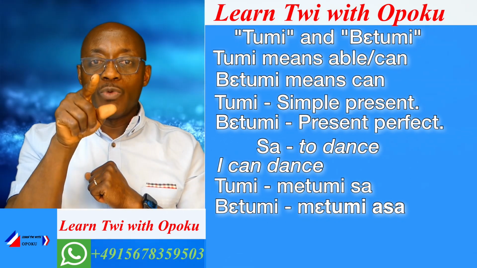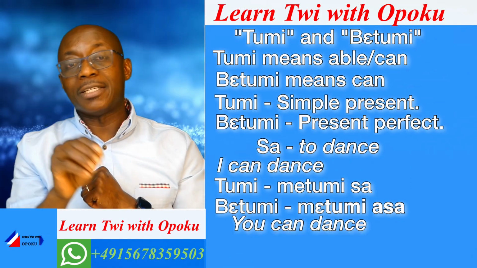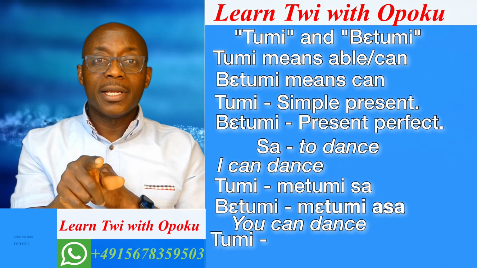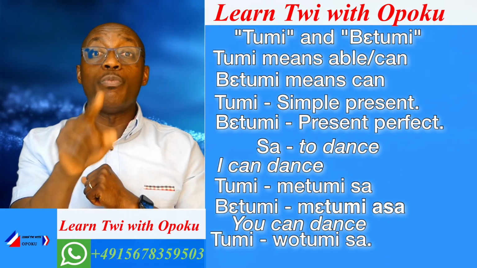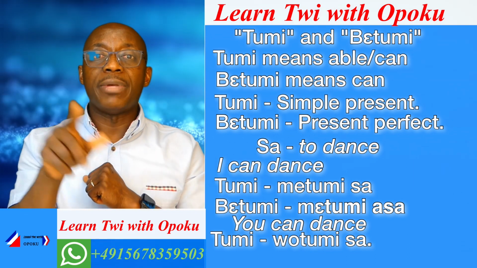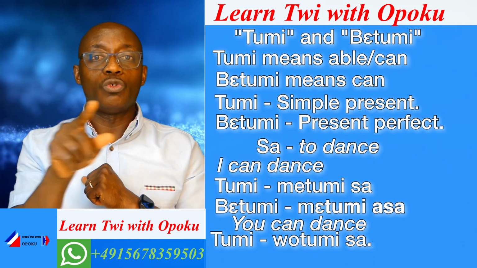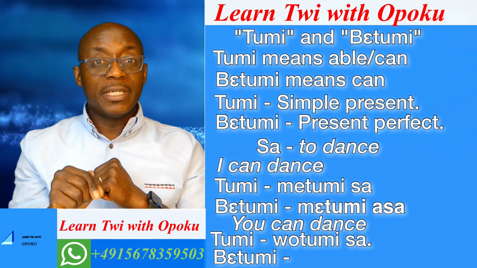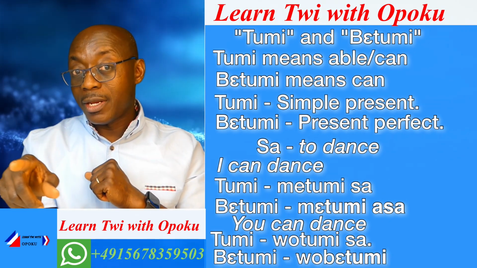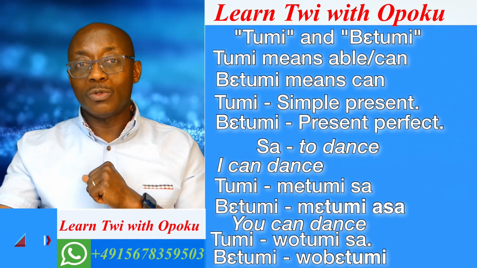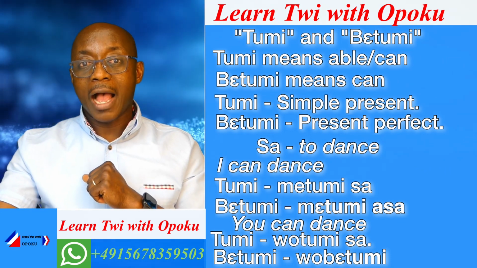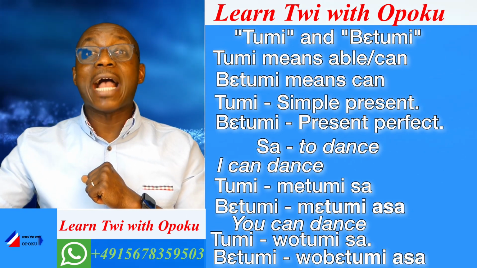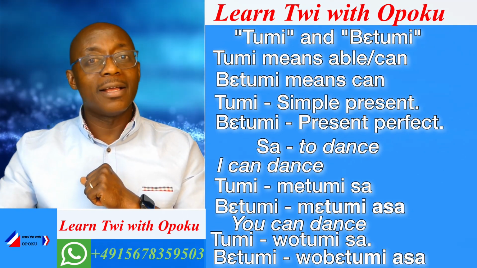We are using that to make the same statement. You can dance. Using Tumi, I will say Wutumi sa. You can dance. If I want to use Bɛtumi, then I will say Wubɛtumi. What should I do to sa? I have to preface it with what? So, Wubɛtumi asa.